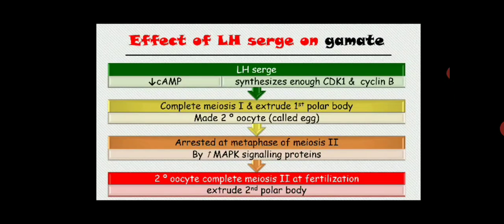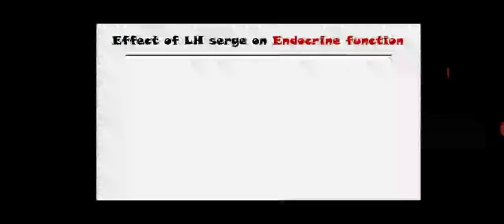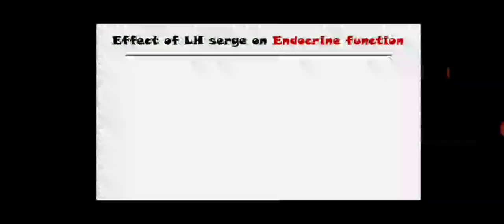Clear? Now the endocrine function. What is the effect of the LH surge on the endocrine function? As I told you, I gave you the brief idea of what the LH surge does. It shifts the steroidogenic activity of mural granulosa cell and theca cell from formation of estrogen to progesterone.